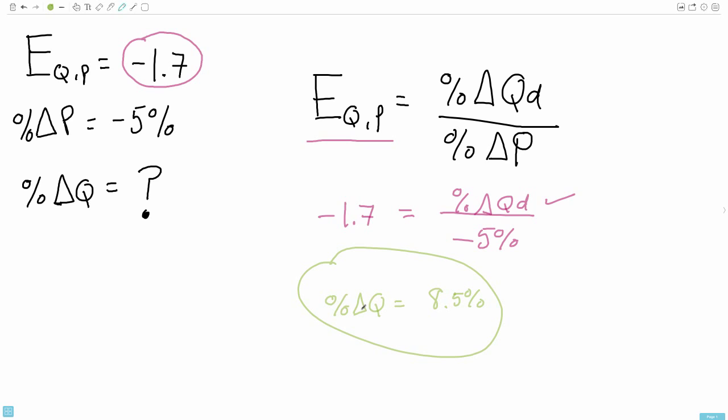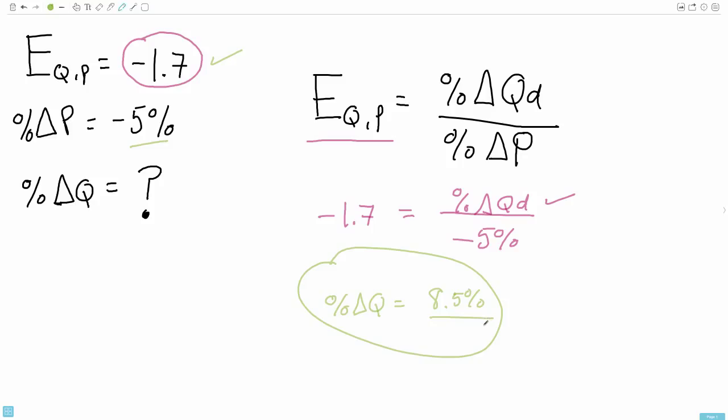Well, it means that according to the calculations of your marketing department, and assuming they are right, and assuming the calculations are correct, if the price elasticity of demand is 1.5 negative, that means that by reducing the price you charge by 5%, your total sales, the units that you are selling, are going to increase by 8.5%.